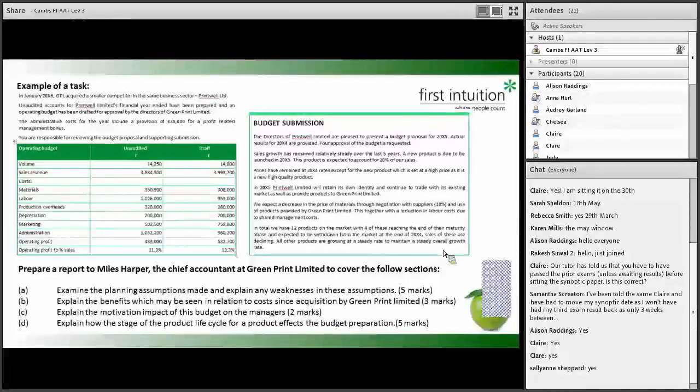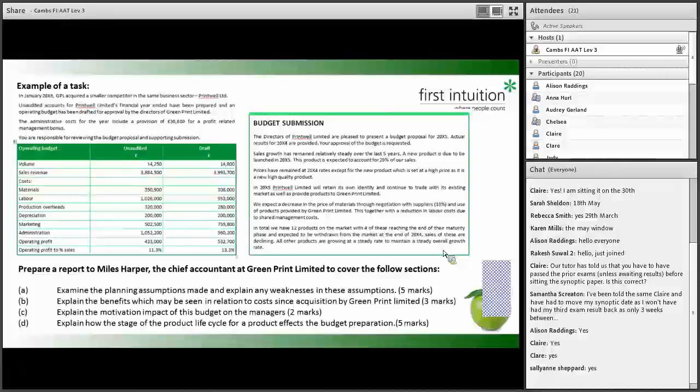We are writing to the chief accountant, so we can assume a level of knowledge. If we were writing a report to someone who perhaps is a non-accountant, we'd need to think about how detailed our explanations need to be. We need to go back to basics, perhaps.